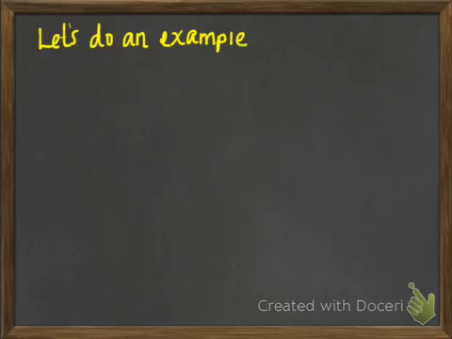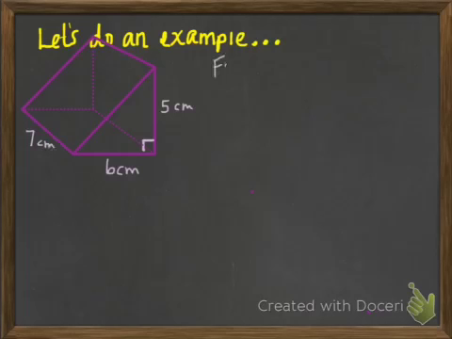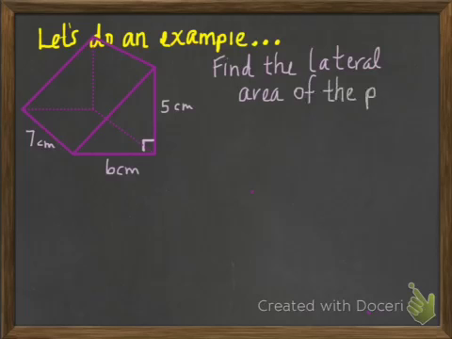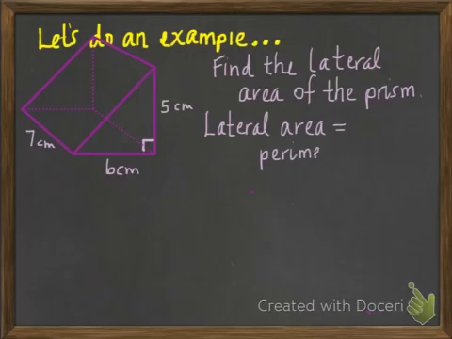Alright, so let's do an example real quick. This one's pretty straightforward. We're going to find the lateral area, which we already saw was the perimeter of the base times the height. Lateral area equals perimeter of the base times the height.